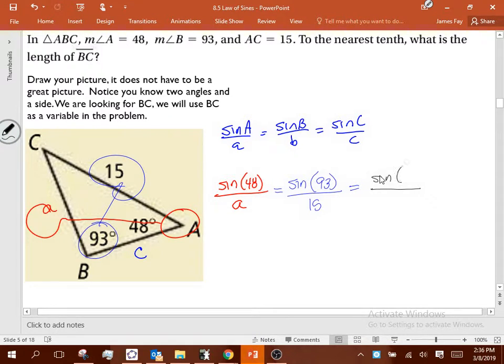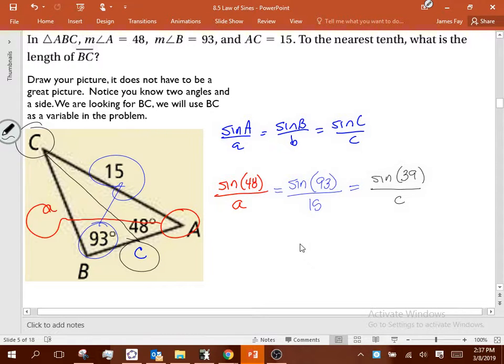Okay? Now, do we know C? What is C? Okay, so 180 minus 93 minus 48, which would be 39 degrees. Okay? Now, what is opposite C? Lowercase c, right?